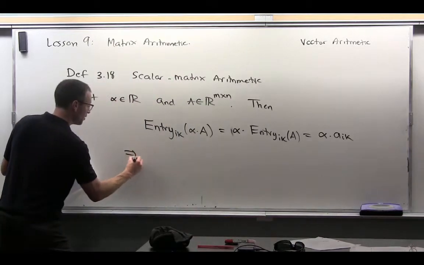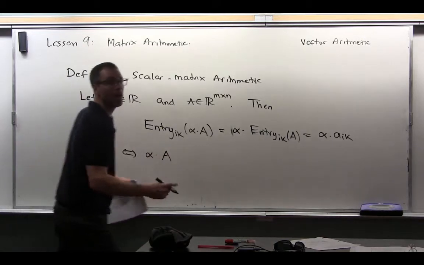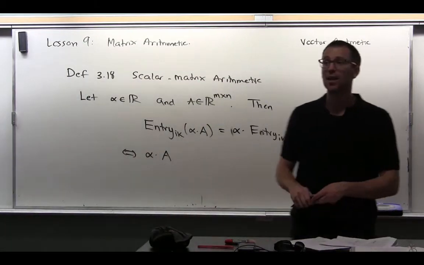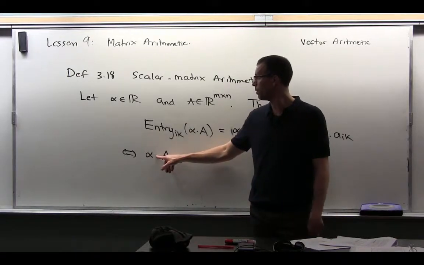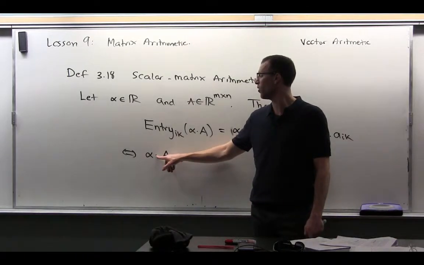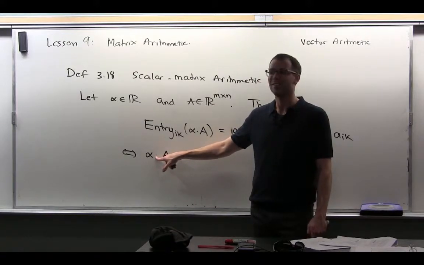In other words, so this is if and only if, when I multiply alpha times A, you will see in this class that dots are abused. They are overpaid and underworked. No, they're not management, they're labor. They're underpaid and overworked, right?